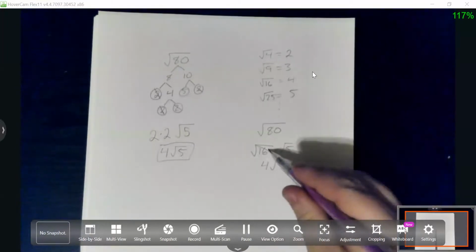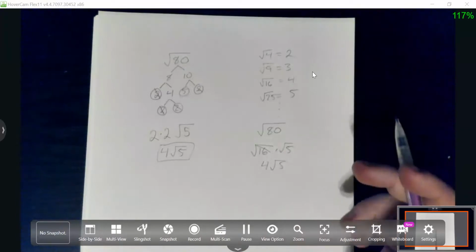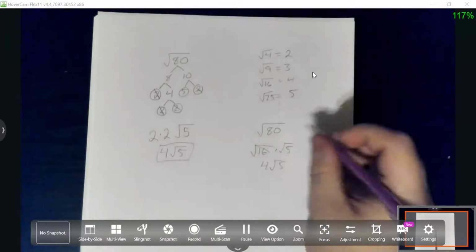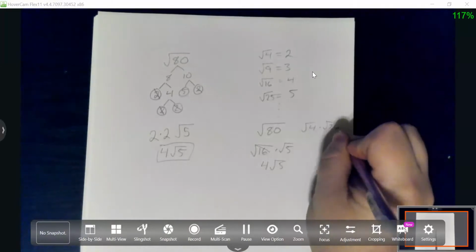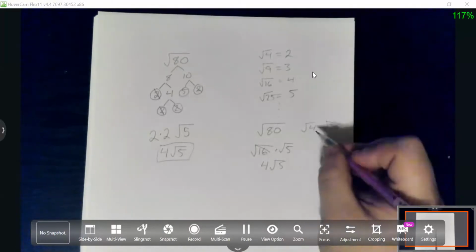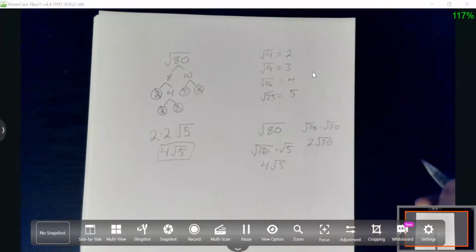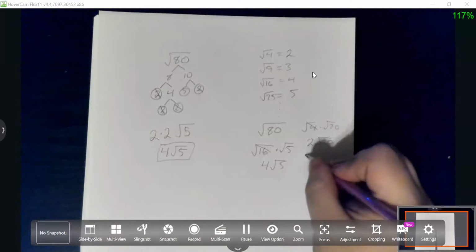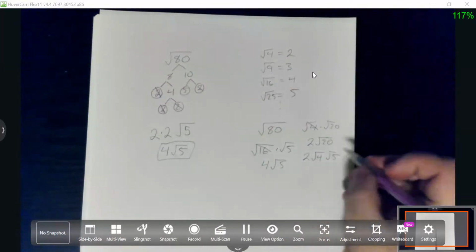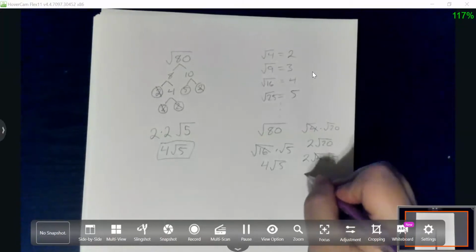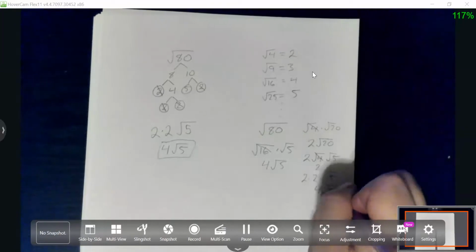So let's say you don't see 16. I mean, not a lot of us honestly have our 16s memorized for times tables, but we know 4 goes into 80. So maybe we break it up as square root of 4 times square root of 20. Well, square root of 4 is 2. So now we have 2 times the square root of 20. And now 20 we can break up. So 20 is square root 4 times square root 5. Square root 4, that's 2 again. So there's our 2 times 2 times square root 5, and we get our 4 root 5.